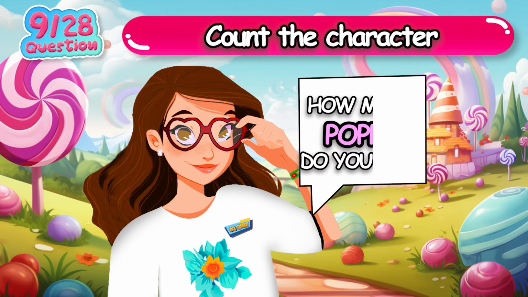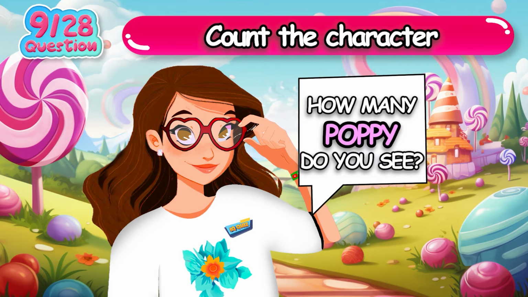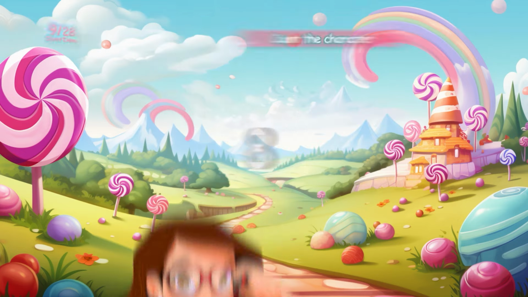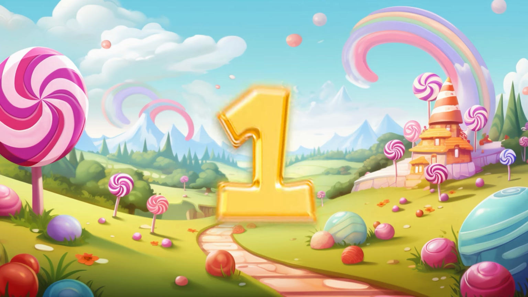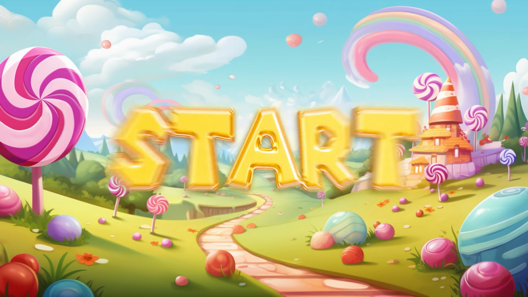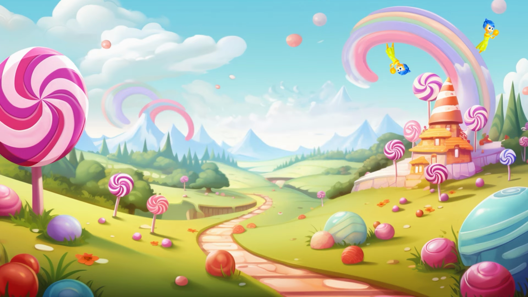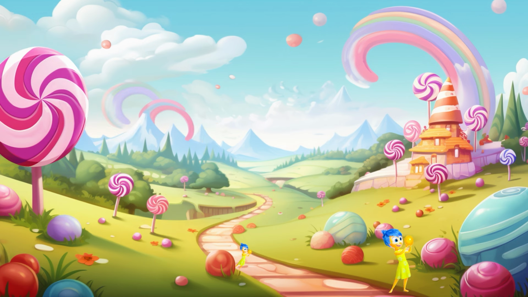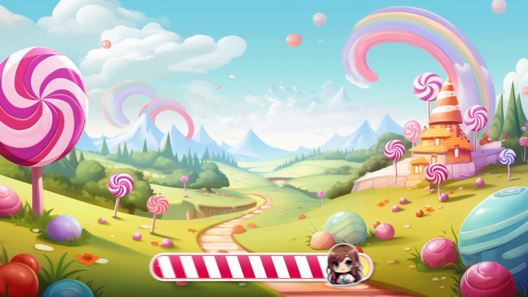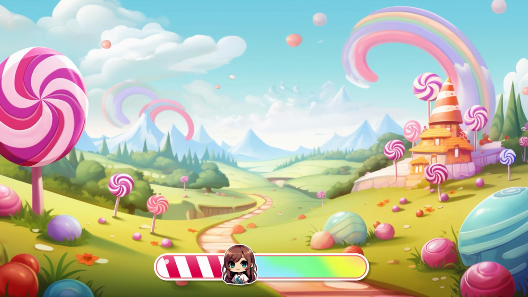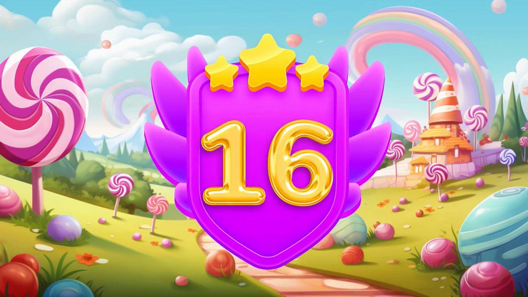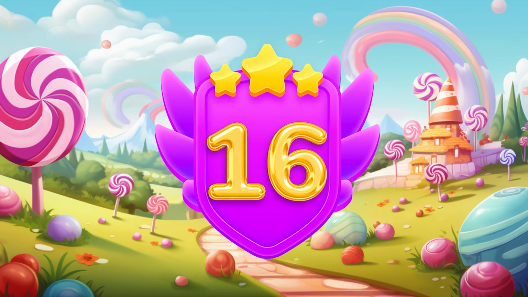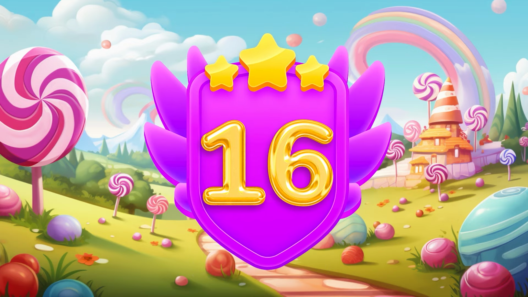Round 9. Count the character. Same rule as usual. Let's get started in 3, 2, 1. Let's do the counting. Joy, did you count? The correct number of Joys in this round is 16. Is this the number you counted?